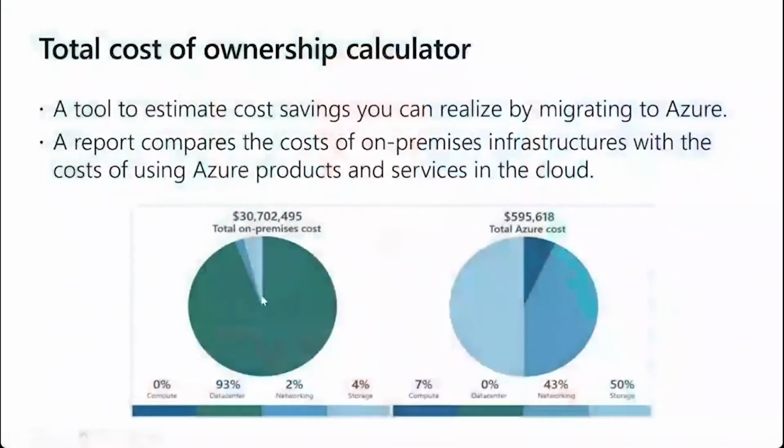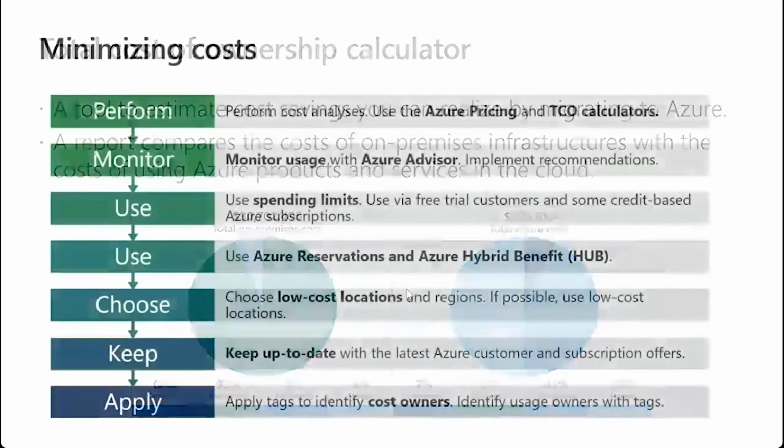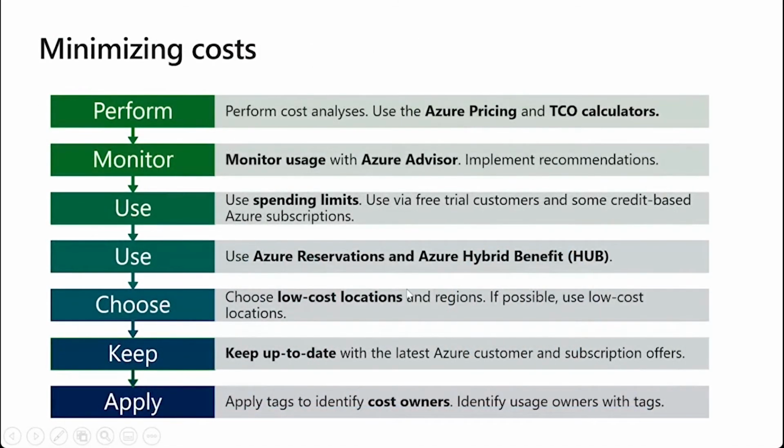Let me go ahead and switch back into our slides and finish off with some of the other things we have in the calculator. I talked about the total cost of ownership. What you're seeing here is an example of what the reports would look like, and there are some sample reports you can use. So how do you minimize costs? What are some best practices?